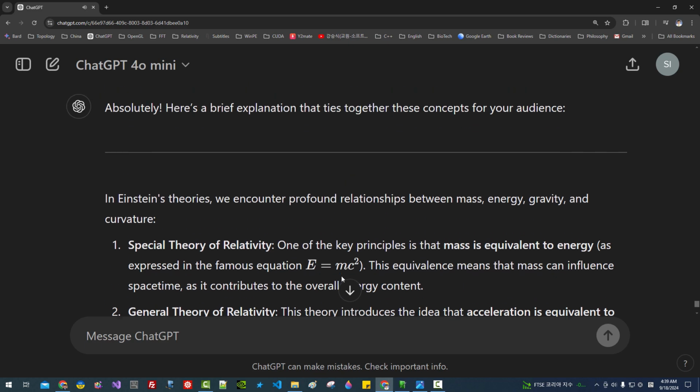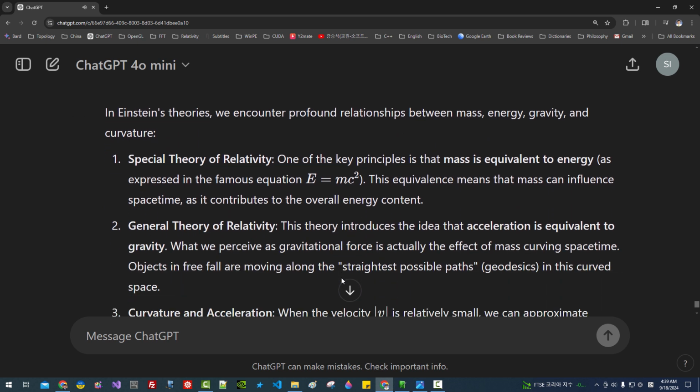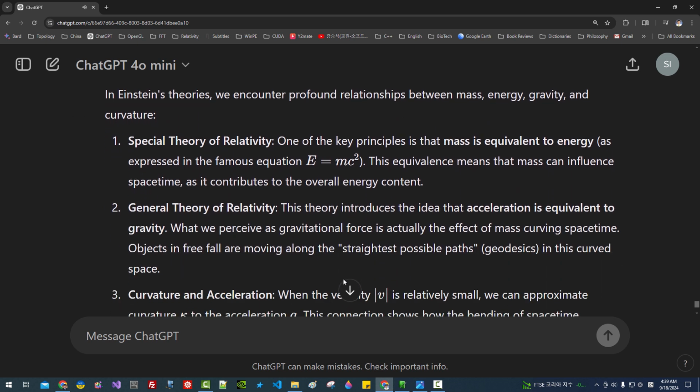Absolutely. Here's a brief explanation that ties together these concepts for your audience. In Einstein's theories, we encounter profound relationships between mass, energy, gravity, and curvature. 1. Special theory of relativity. One of the key principles is that mass is equivalent to energy, as expressed in the famous equation E equals mc squared. This equivalence means that mass can influence spacetime, as it contributes to the overall energy content.